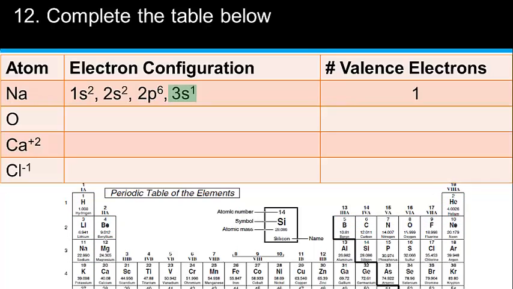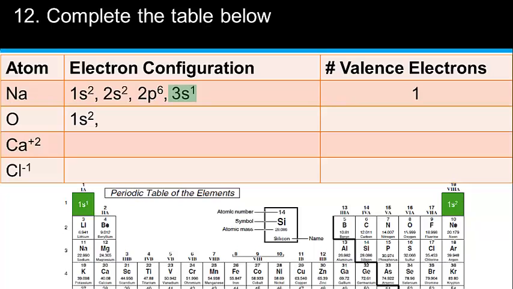Now let's do oxygen. So just like before, we're going to start at the beginning with hydrogen. Hydrogen is 1s1. That's first energy level, spherical shaped orbital with 1 electron. Helium is 1s2. I'm at the end of an energy level, so I need to write down what I have.